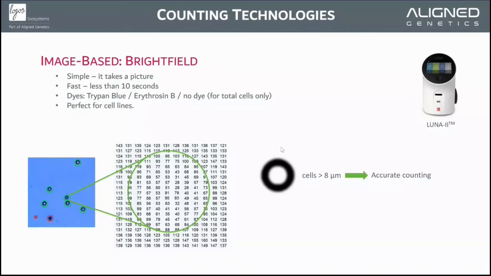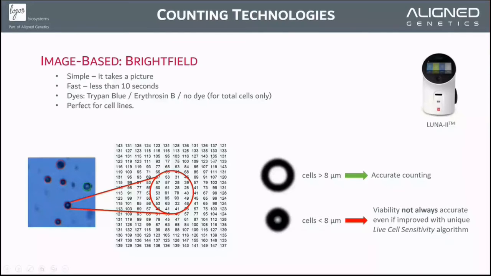But what happens if your cells are below 8 micrometers? The problem is that the instrument, the counter, will have fewer pixels to compare the brightness of the cells versus the background. So if your cells are small, the viability is not always accurate. The total cell counting is accurate, but not always the viability. With the Luna 2, we've improved the algorithm. We have an option called the live cell sensitivity to improve that, but still it's not perfect.